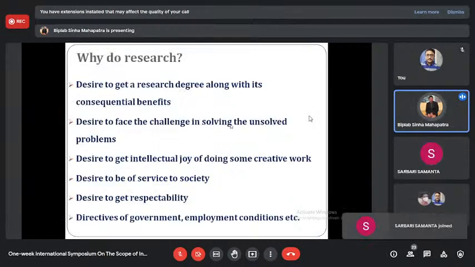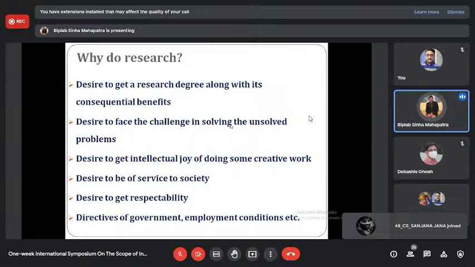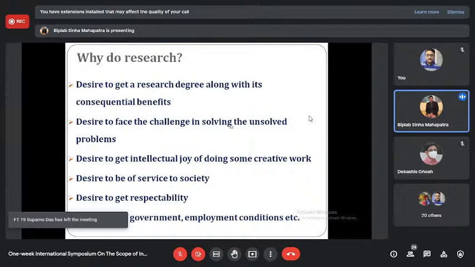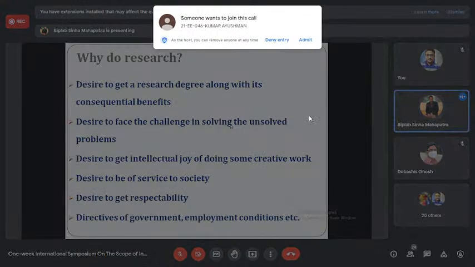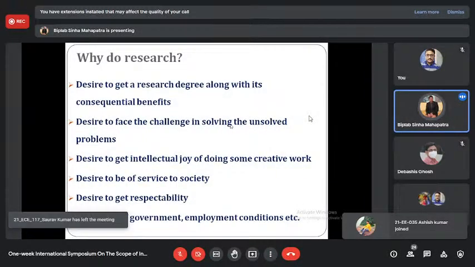Next one, why you will do research? Why we should do the research? So first of all, a degree will be awarded to you, and you will get the consequent benefits. And second, it is desired to face the challenge in solving the unsolved problem. There are lots of unsolved problems existing in literature, and if you want to solve those, then you have to go for research. Research to get intellectual joy.